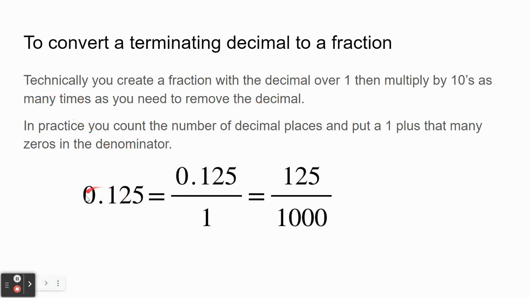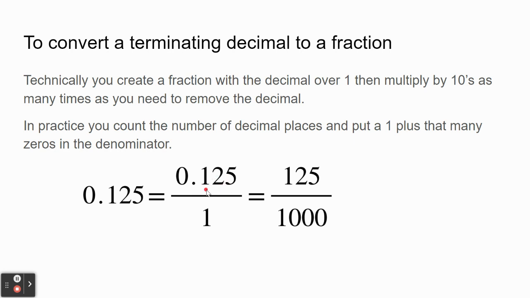Technically, what you do is you take the decimal and you put it over 1 because any number over 1 is a fraction and it's the same number. But to get rid of the decimal, you multiply by 10 over 10. So if you multiply 0.125 by 1,000, you get 125. And the denominator 1 times 1,000 gives you 1,000. So 0.125 is 125 over 1,000. And if you read it out loud, it makes sense.